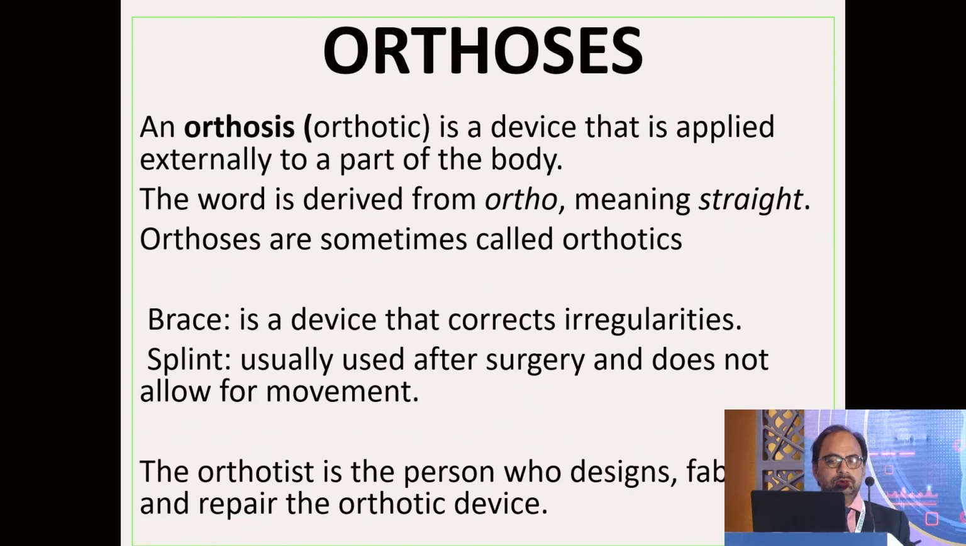Now coming to orthosis. Again, the definition everybody knows. What is it? It is a device which is applied externally to a part of the body. The word is derived from ortho, which means straight, and we use either orthosis or orthotics, and we use brace and splint. What is the difference between brace and splint? A brace usually corrects irregularity, and a splint we usually give after surgery and it does not allow movement. But these are not exact definitions, just for understanding. There can be some change, like post dorsolumbar fixation, we call it a brace only, but just to understand.